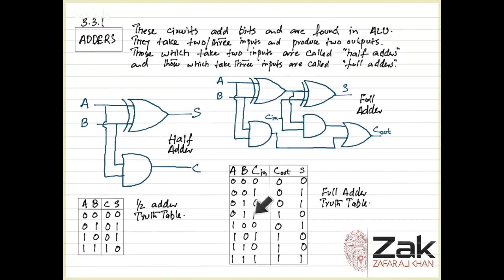0 plus 1 is 1, sum 1 and 0 carry. 1 plus 0 is 1. This is 2. This is 2. This is 3. Is that clear? So you have to remember this. Alright? If it is 3, it means 1 1. 1 is carry, 1 is sum. Any question? You have to remember these shapes with it.